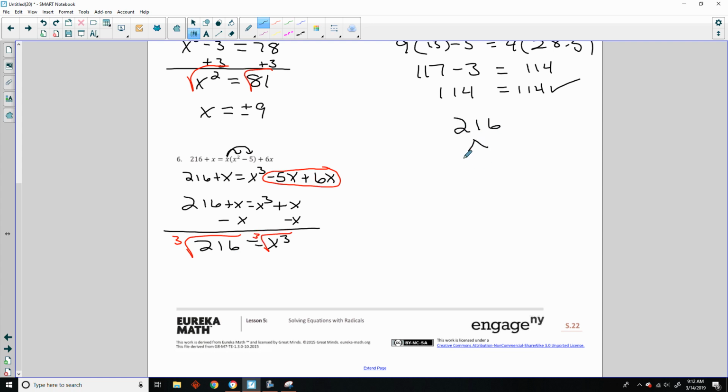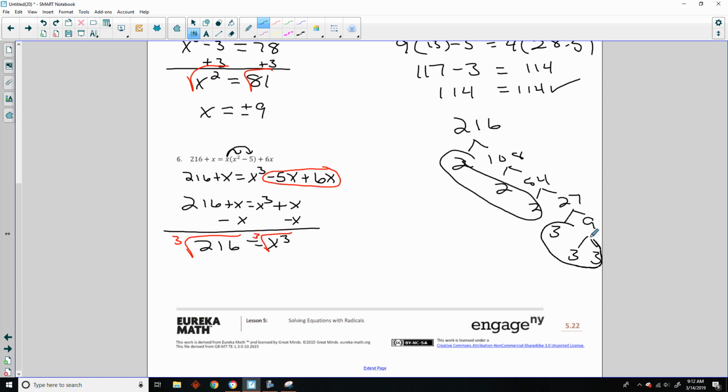I will do this with a factor tree. 2 times 108. If you haven't seen my prior videos or been in my class, this is how we do it. Half of 108 is 54. Half of 54 is 27. 27 divided by 3 is 9. 9 divided by 3 is 3. So I'm left with 3 2's and 3 3's.